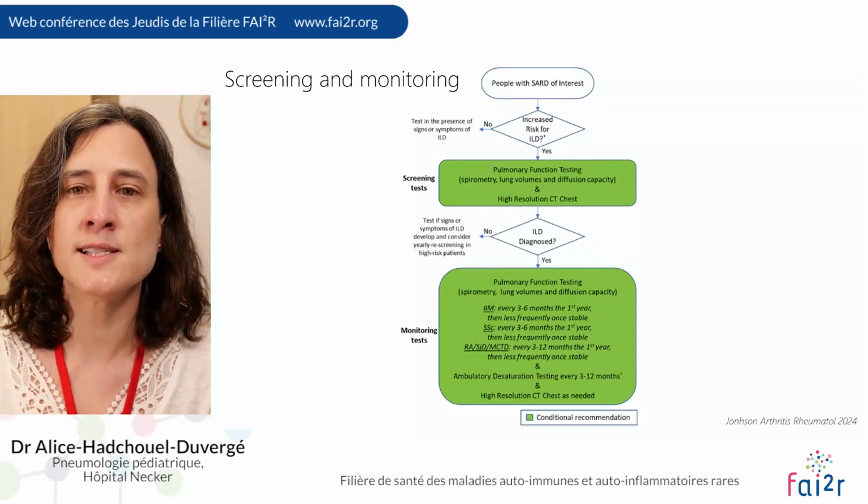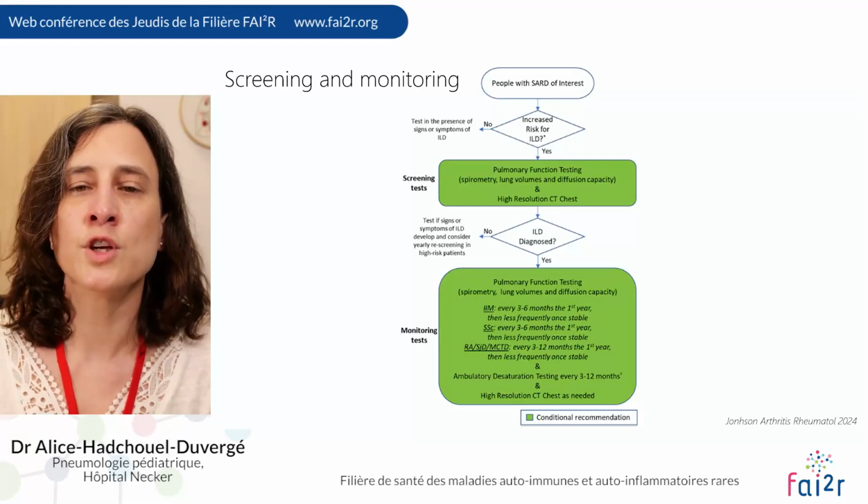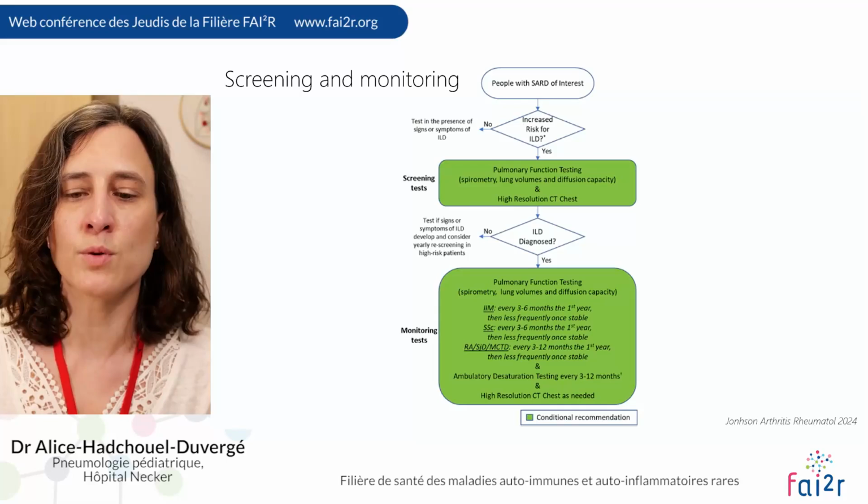If interstitial lung disease is diagnosed, the monitoring should be regular. Every 3 or 6 months the first year for systemic sclerosis and inflammatory myopathies, less frequently for the other connective tissue diseases. And this evaluation should include not only a clinical evaluation but also lung function tests. And if one of those evaluations is not normal, chest CT should be repeated.